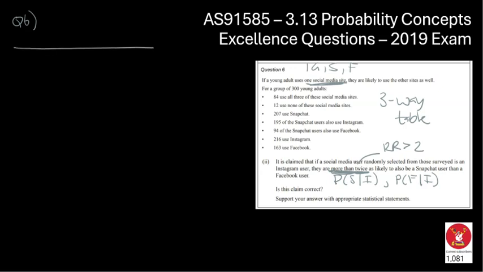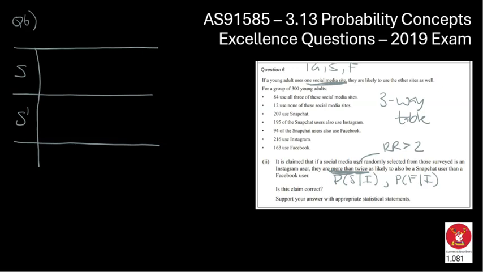So I'm going to draw my horizontal lines to start off with, and I'm going to use quite a big space here because I'm going to do some coding to help me out. The first one referred to was Snapchat users, so let's put that as Snapchat. So we've got people who use Snapchat and people who don't use Snapchat.